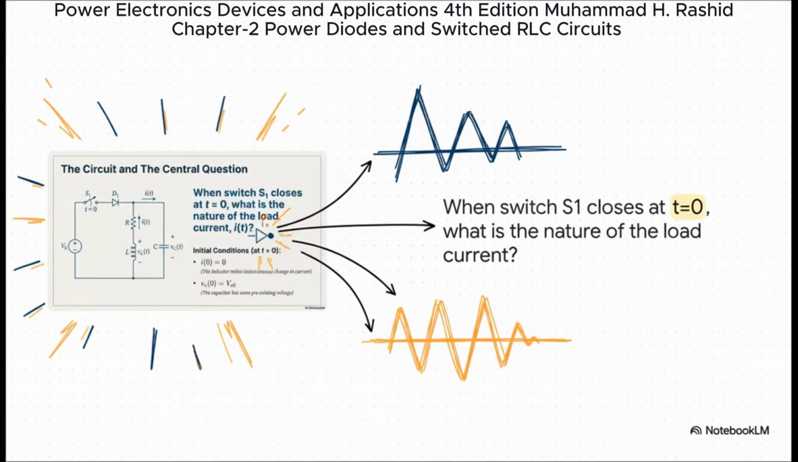Our entire discussion today boils down to answering this one central question. You see the circuit here? At time t equals 0, we close the switch. What happens to the current, i(t)? I mean, what does it really do? Does it slowly ramp up? Does it spike violently? Or does it maybe ring like a bell? That's what we're here to find out.